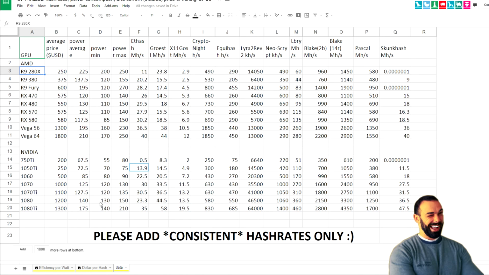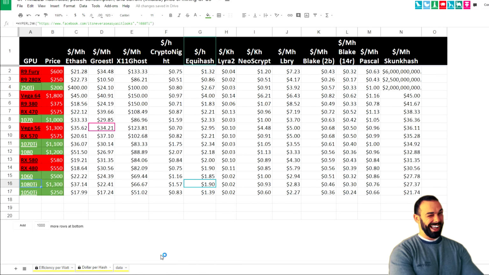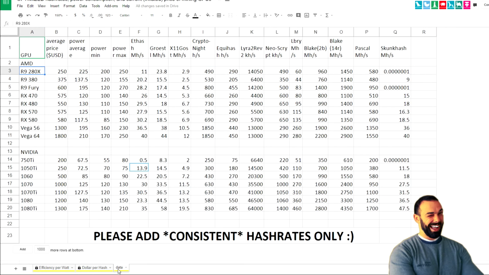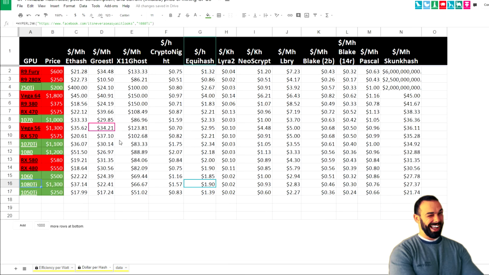That said, let me show you the other tabs. Under dollar per hash, this takes the data from over here and puts it into formulas that allow you to figure out which GPU is the most cost-effective for getting started with a given algorithm. Now, if you're not familiar with mining algorithms, you're going to have to do a little bit of homework, but here's a brief overview. The mining algorithm just means that's the cryptographic work that your GPU has to do in order to earn you coins or tokens for a given cryptocurrency.